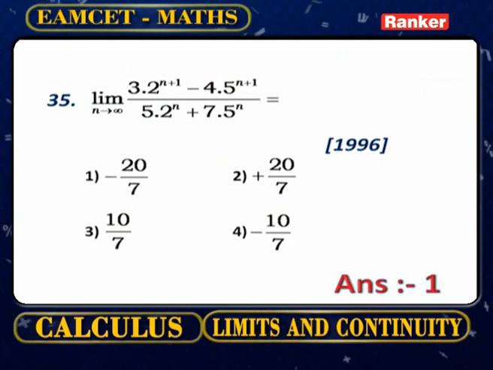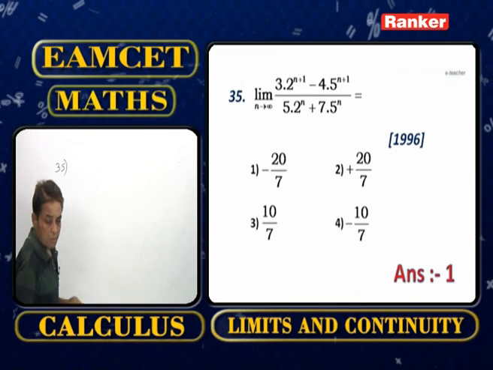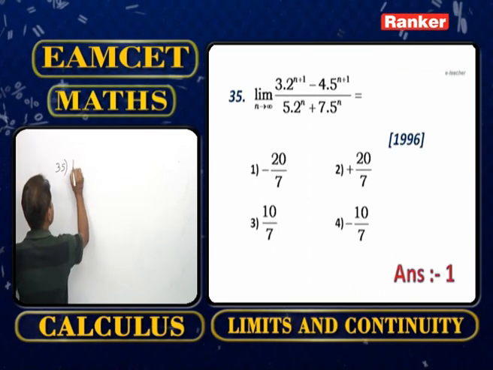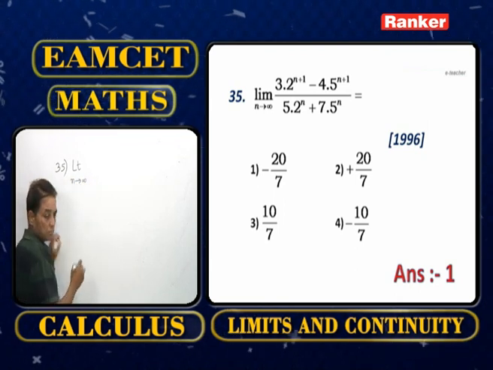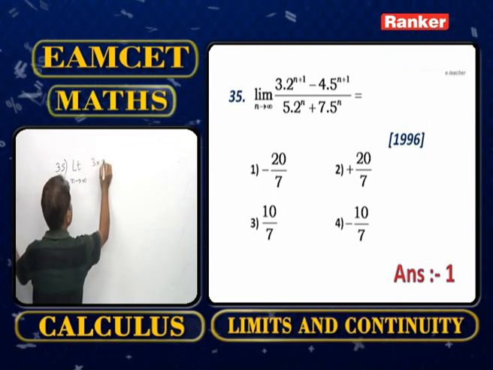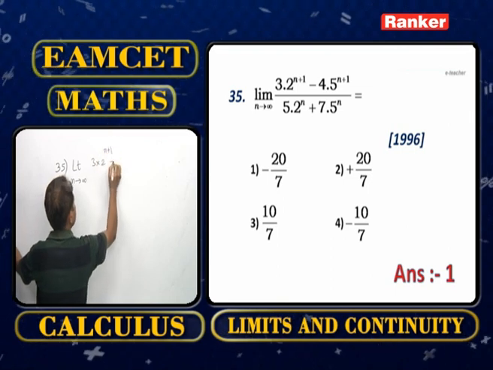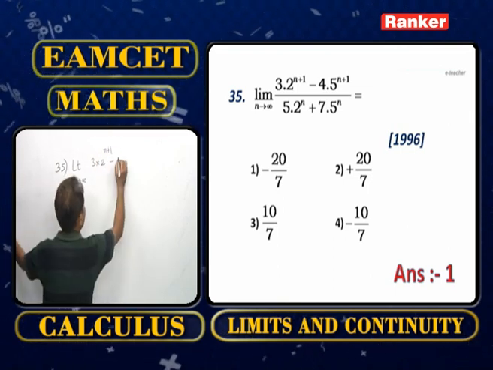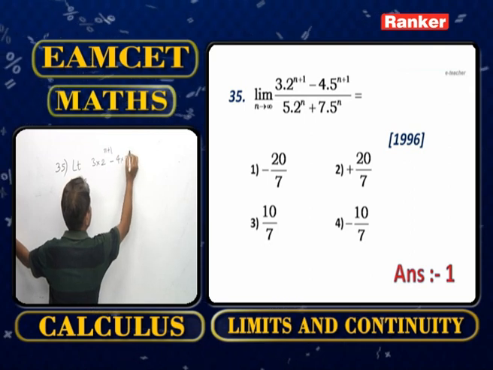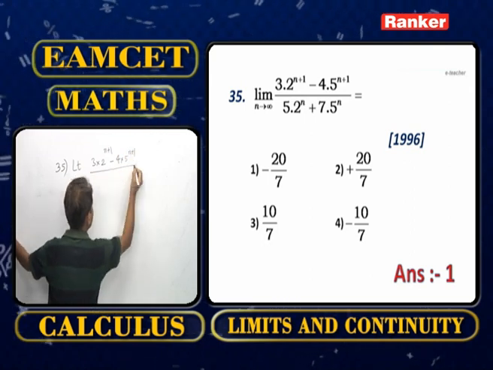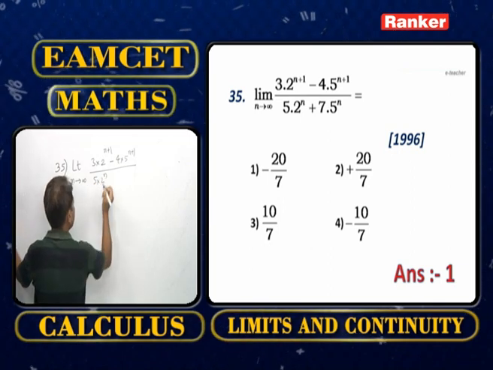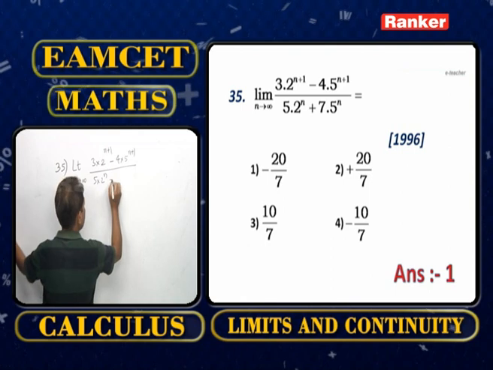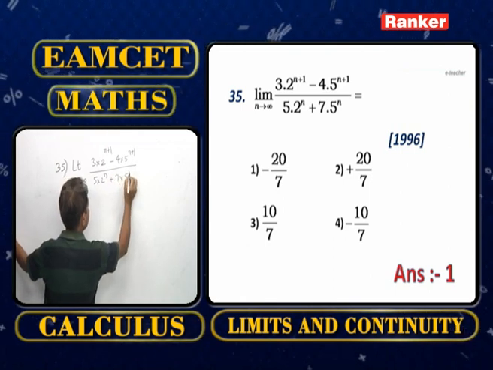Now, question number 35. Let us see what question number 35 is. Limit n tends to infinity, 3 into 2 to the power of n plus 1 minus 4 into 5 to the power of n plus 1, whole by 5 into 2 to the power n plus 7 into 5 power n.